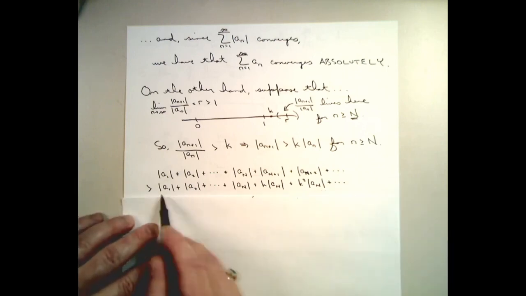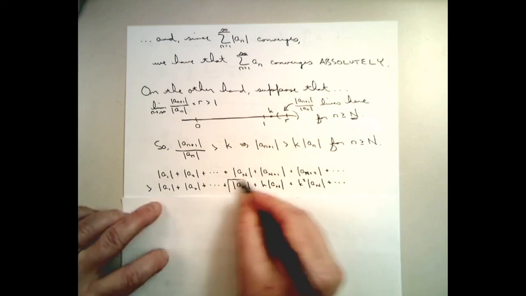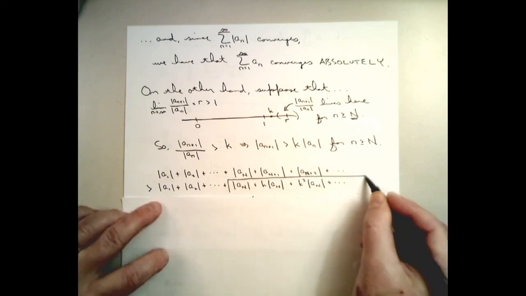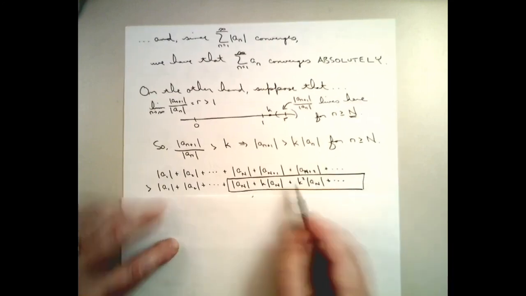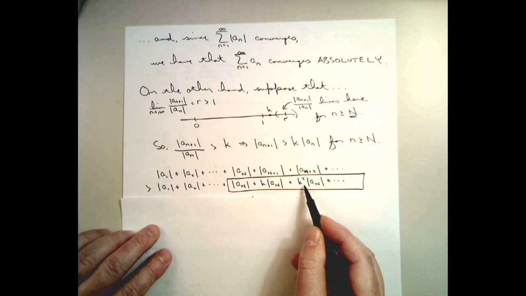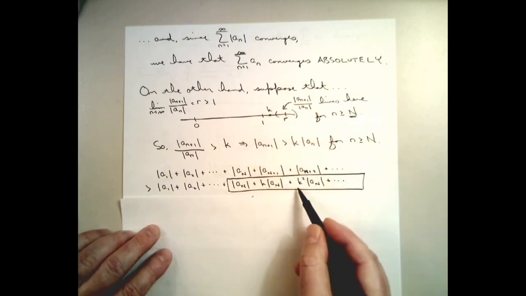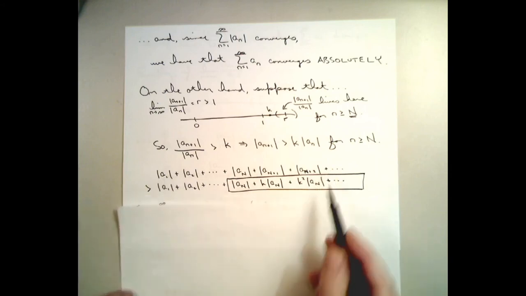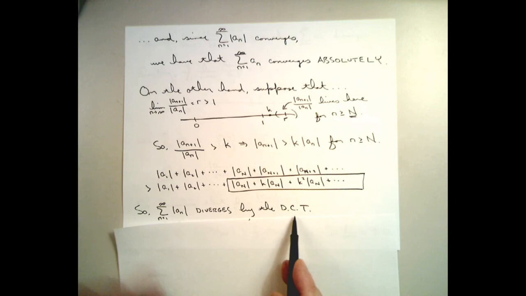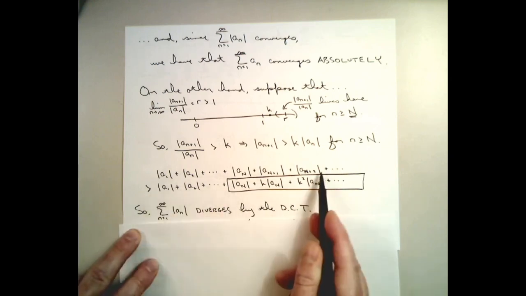And since k is bigger than 1, starting here, I do have a geometric series, but I have a geometric series for which k is bigger than 1, so this series diverges. This series is bigger still. So again, by the direct comparison test, this series of absolute value terms is going to diverge.